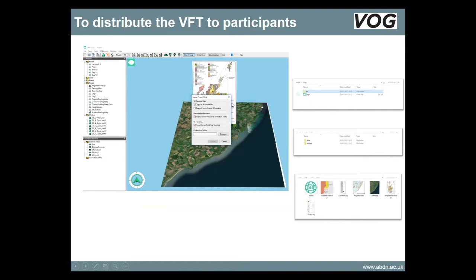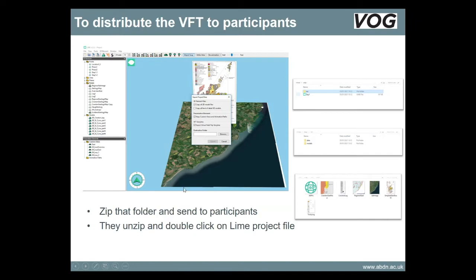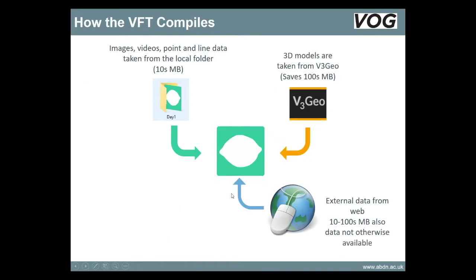So in terms of distributing it, once you've exported it, you zip it and send it to the participants. All they have to do is unzip it and double click on the Lime project, assuming they've got Lime. What it will do is recompile the project. Out of that folder you've sent them, with the images, the videos, the points, the lines, and any other local data, it will pull that out, along with the central project file that links everything. It will pull the 3D models off V3Geo, which saves you distributing literally hundreds of megabytes, if not gigabytes of data.